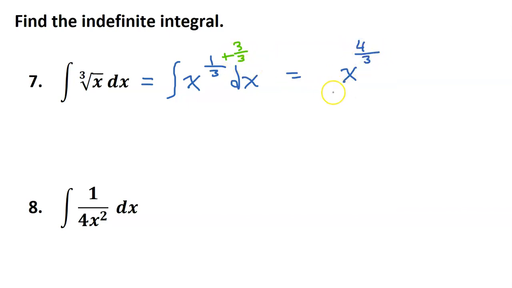And then we must divide by the new exponent. So we then divide by 4/3. Dividing by a fraction is the same thing as multiplying by the reciprocal. So we're going to go ahead and instead of dividing by 4/3, we're going to multiply by 3/4. So anytime your exponent is a fraction, expect the reciprocal to end up right here. And then here comes the constant of integration. So this is the answer to number 7.